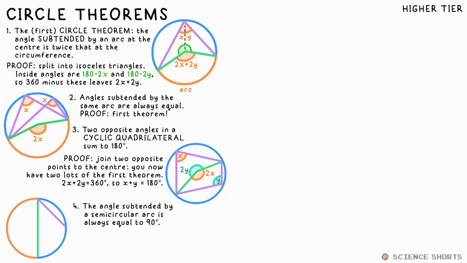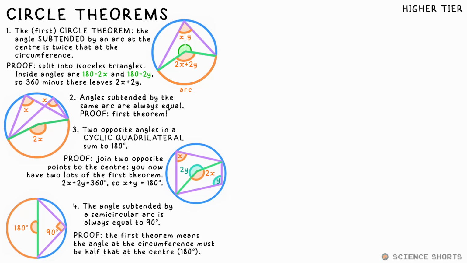If we make an arc a semicircle, the other point's angle will always be 90 degrees, and it will always be a right-angled triangle. Why? Employing the first circle theorem again, the angle subtended at the centre must be 180 degrees as it's a straight line, which must be double the angle at the circumference.